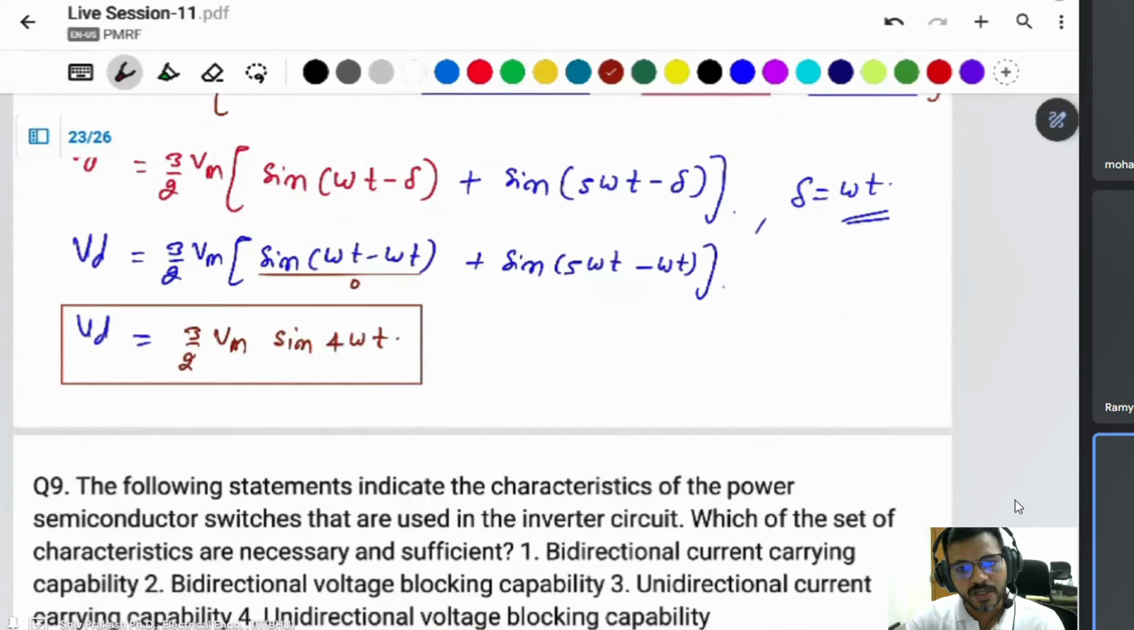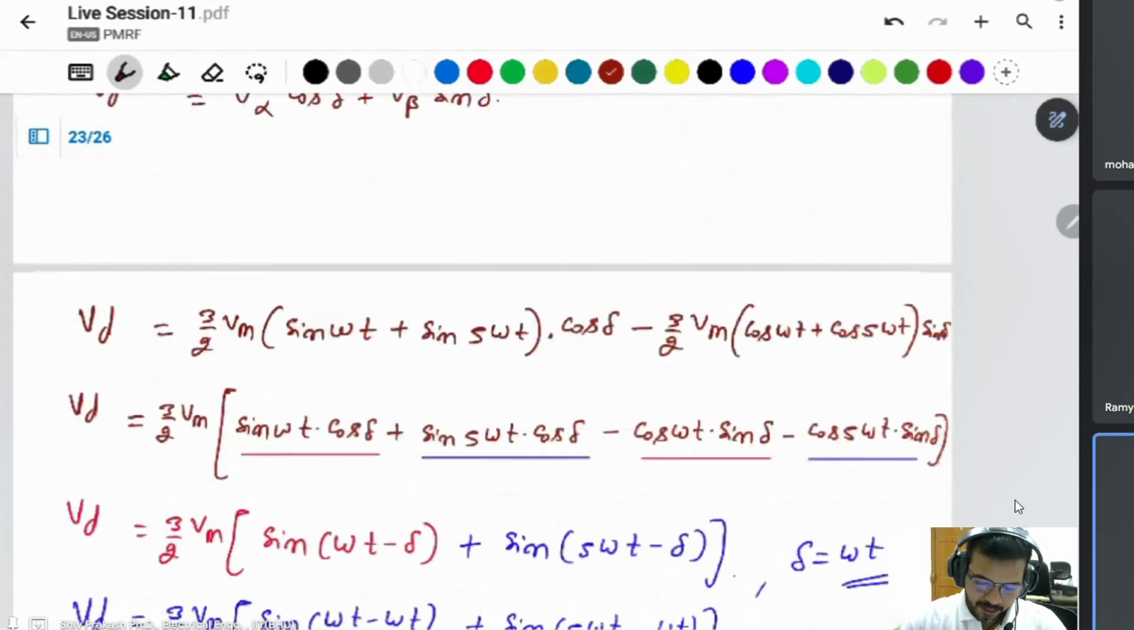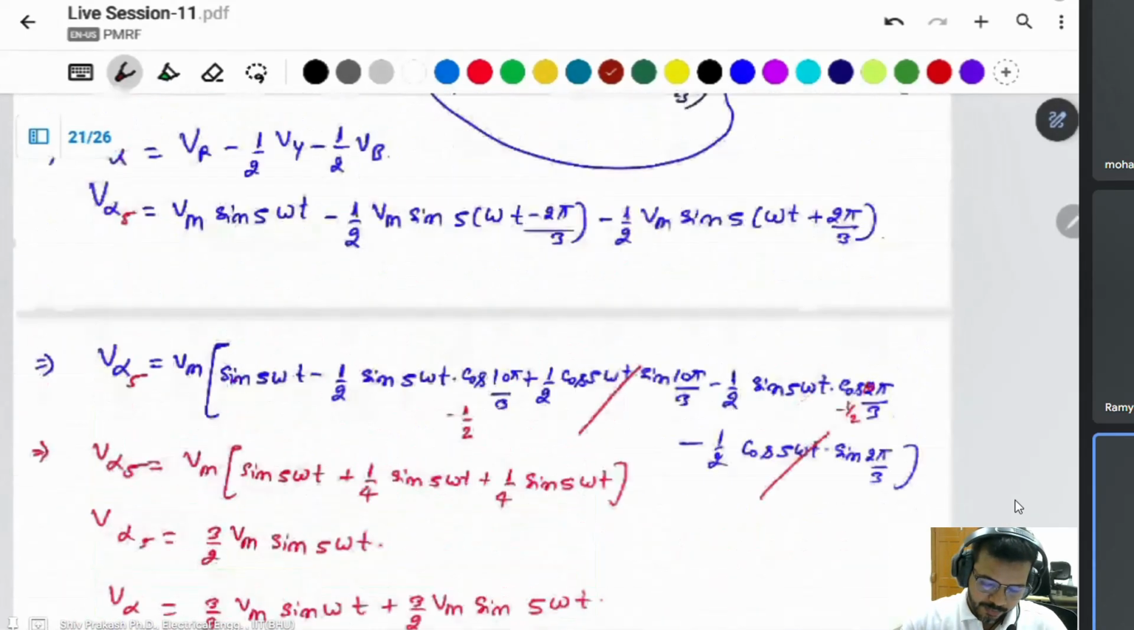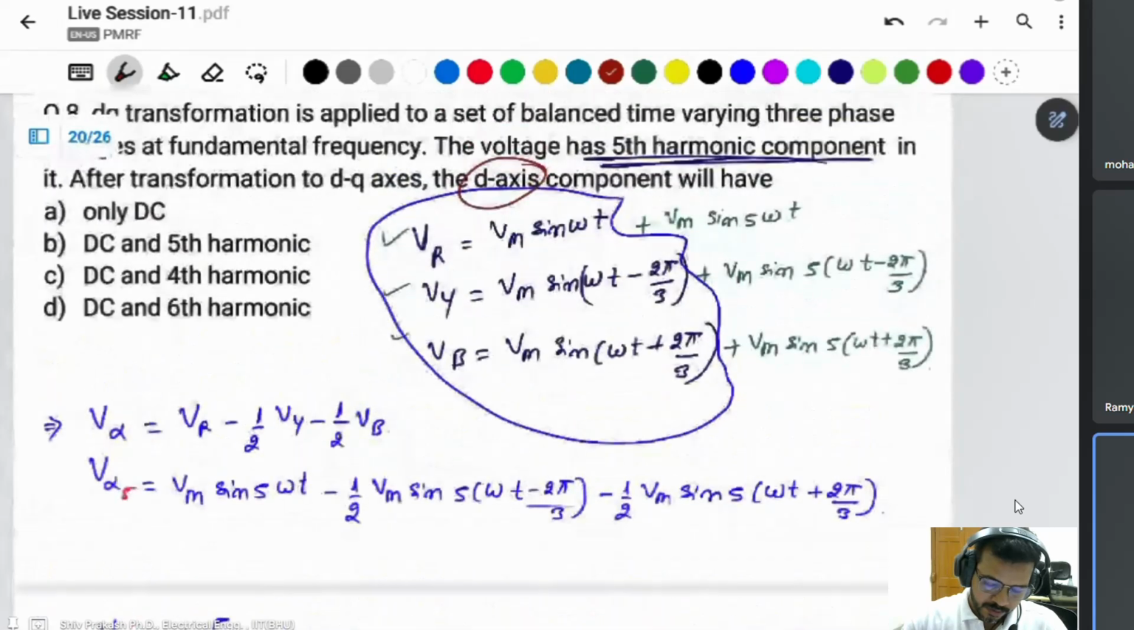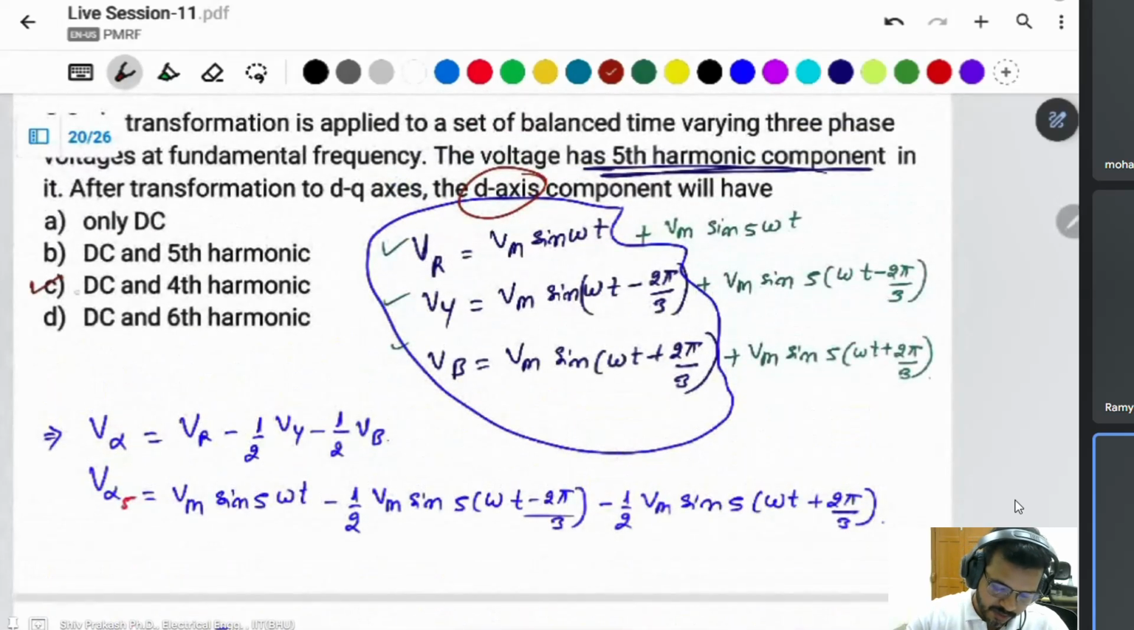Vd is pure DC if the rotating frame has the same frequency as the three phase system frequency. Then Vd is equal to a constant DC voltage, 3/2 Vm. But if there are some harmonics there, then you can say this is the DC system, some DC plus fourth harmonic.